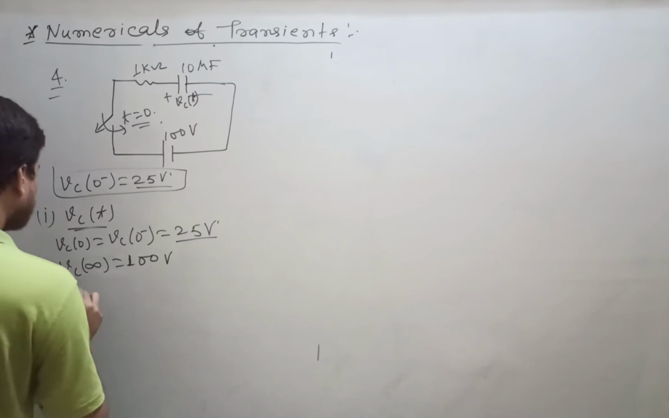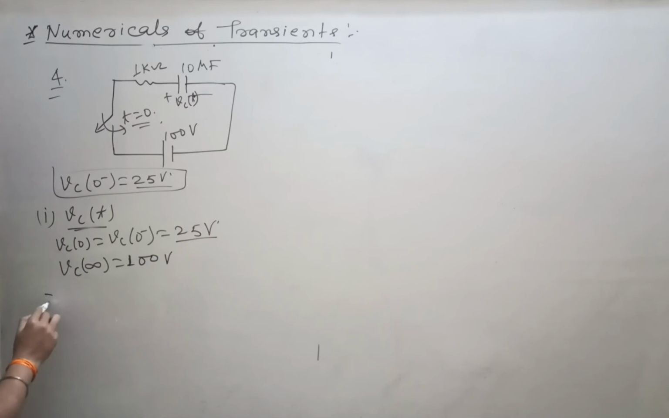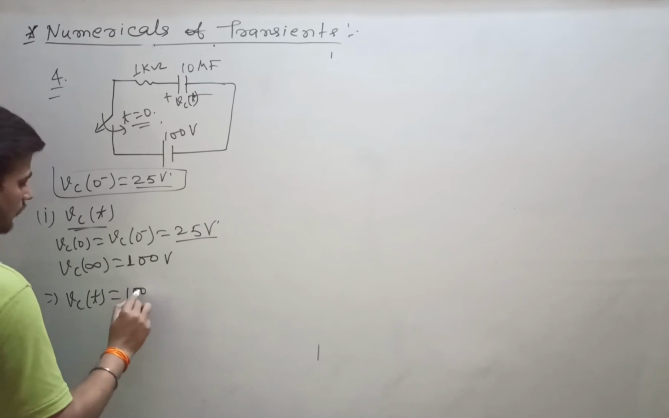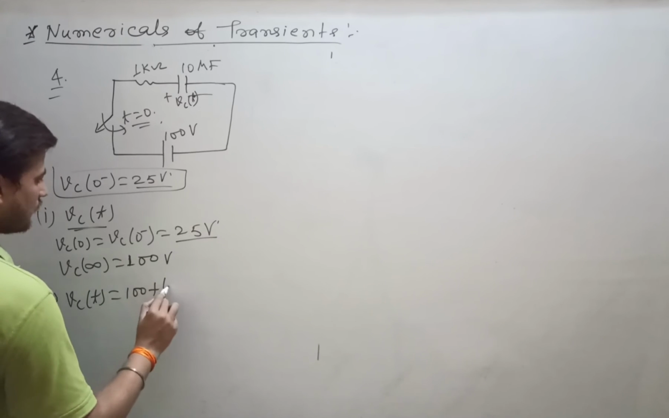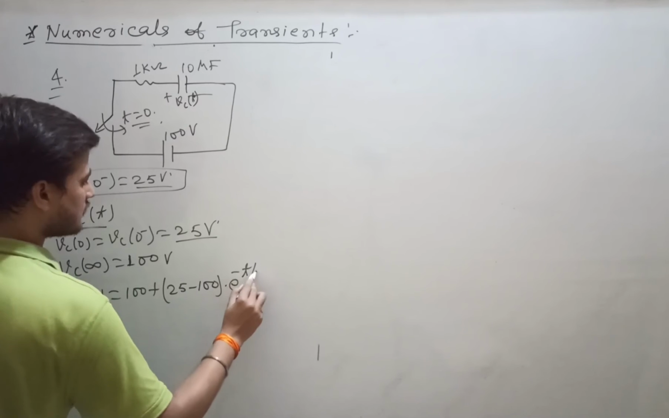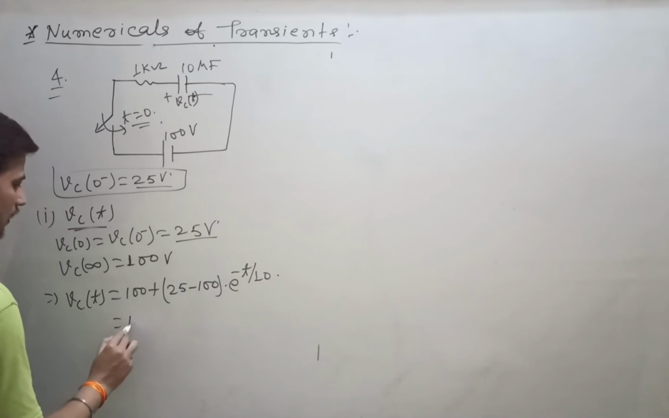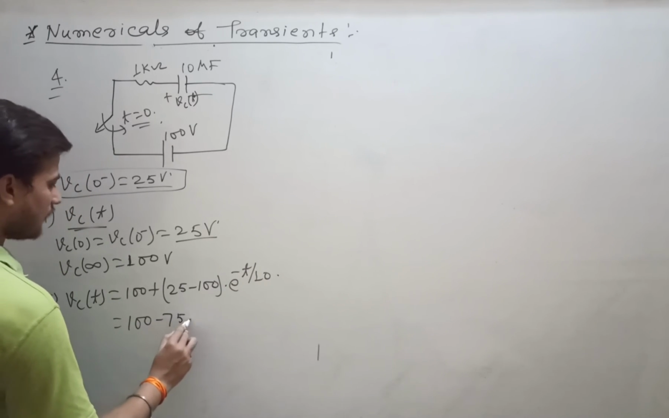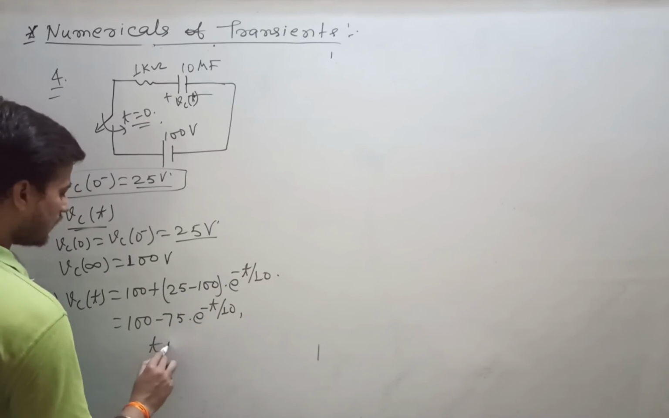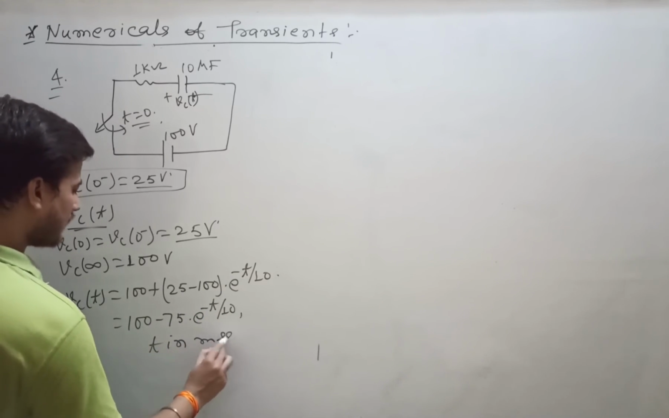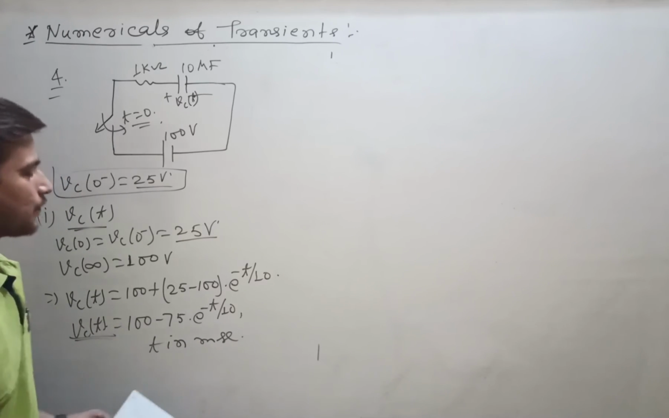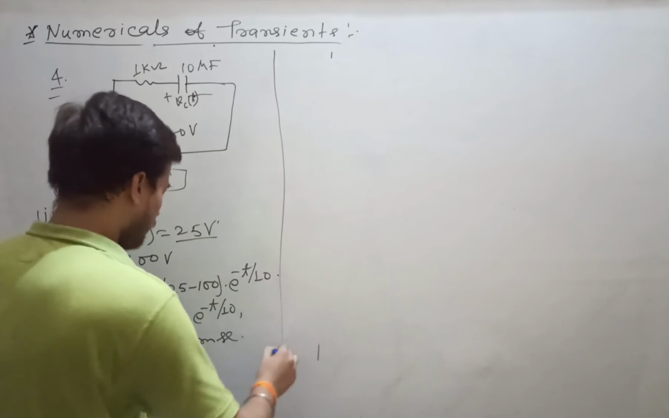Once we got VC infinity, we write the expression for VC(t). It will be equal to VC infinity plus (VC 0 minus VC infinity), that is 25 minus 100, into e to the power minus t by 10. So from here, 100 minus 75 into e to the power minus t by 10, where t is in millisecond. So this is the expression for voltage across the capacitor.